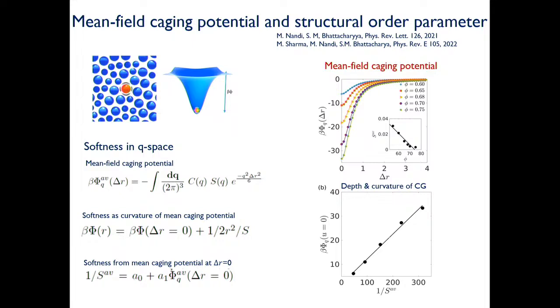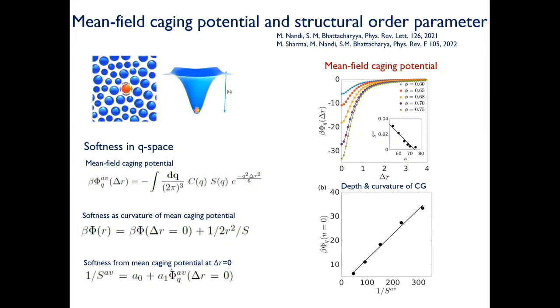You can see that they are essentially linearly dependent on each other. So what we say is that instead of looking at the curvature, one can look at the depth of the potential. The inverse of the depth of the potential is going to be a structural order parameter. Whatever information is there in the curvature is also there in the depth of the potential because of this linearity. So this is the whole idea.